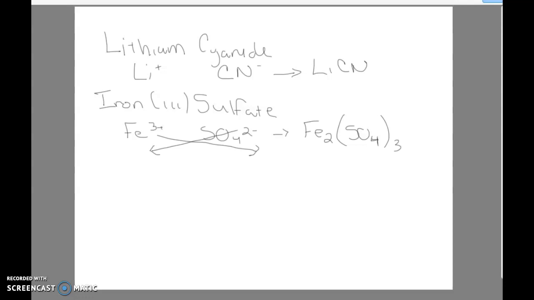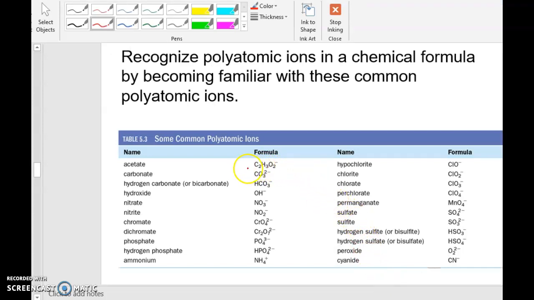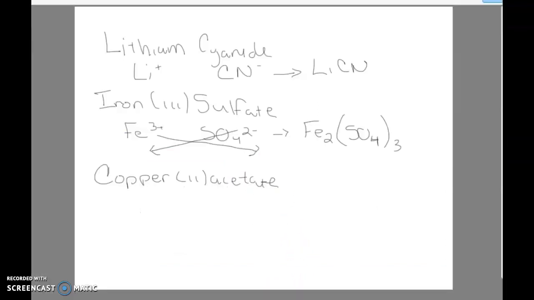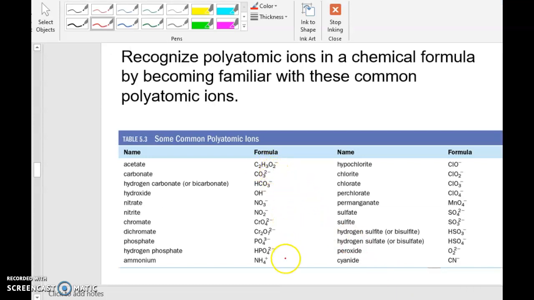All right, let's try copper 2 acetate. All right, so if you go back to your PowerPoint, you will see that acetate is this one here. It's one of your polyatomic ions, C2H3O2 minus. So we're going to look at our ions. Copper, we know is copper 2. Copper can be copper 1 or copper 2. Cu 2 plus, and then remembering what that is there, C2H3O2 minus.